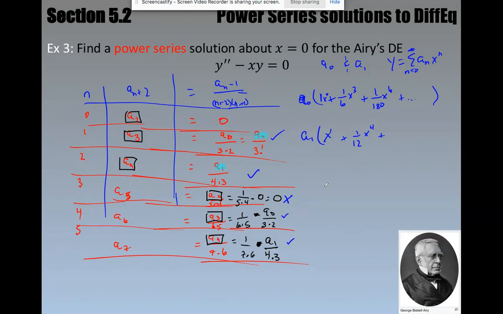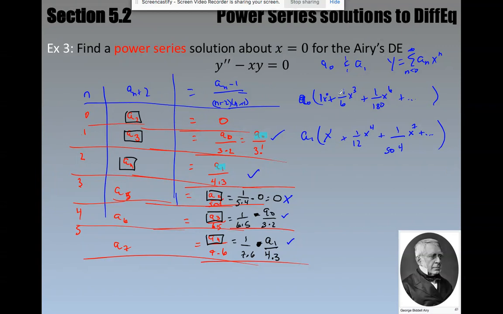Here's another a sub 1. 1 over, what is that? 12 times 42. Geez, 12 times 42. 504. Check with my calculator here. Yep, all right. X to the 7th. There's no real pattern to write there.